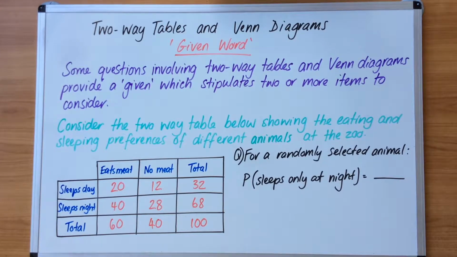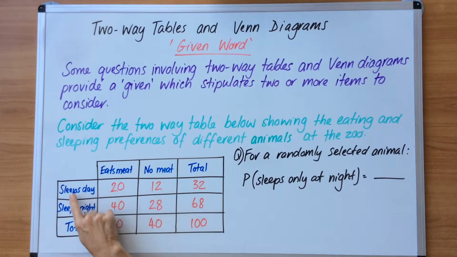So we have a total of 100 animals. We have a total of 32 that sleep in the day, a total of 68 that sleep at night. This adds up to 100. If we go down the page now in these columns, we have 60 that eat meat and 40 that don't eat meat, a total of 100.